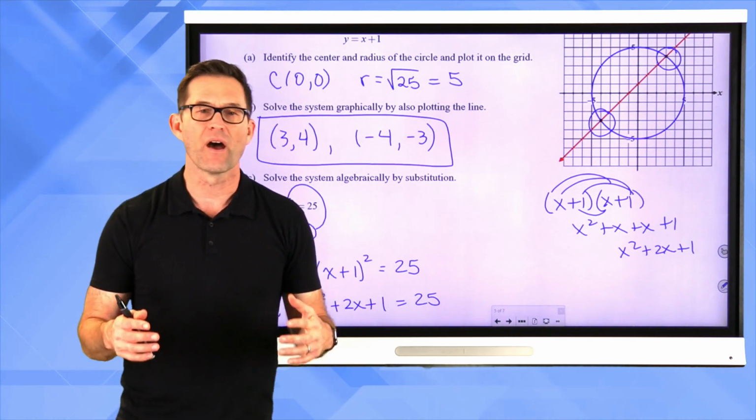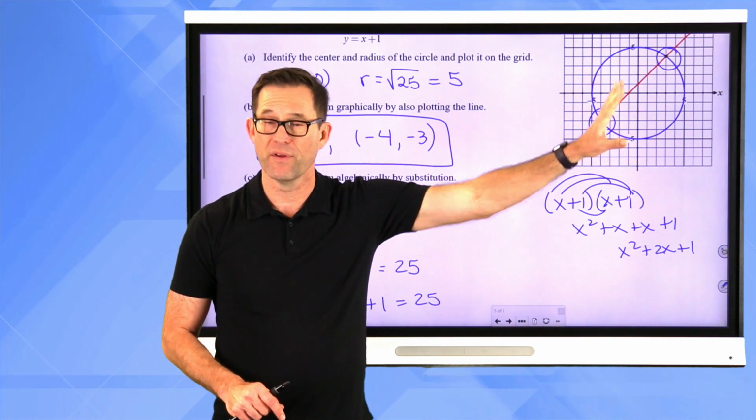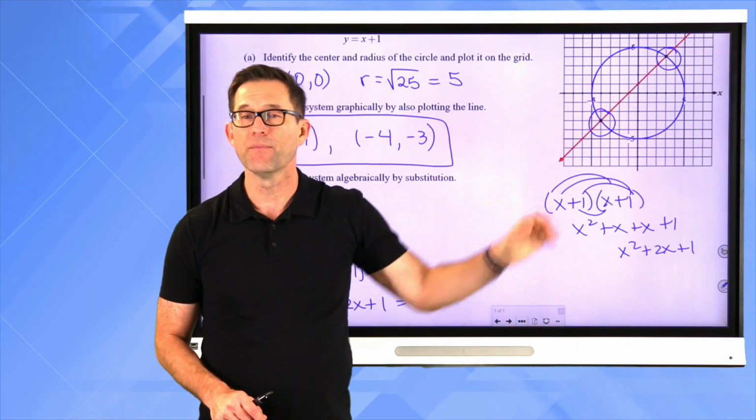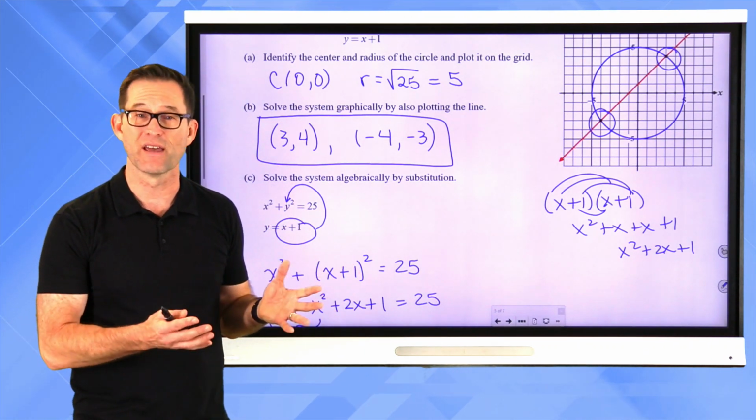And keep in mind, those are exactly the same intersection points that we found graphically. I find something amazingly satisfying about solving a problem in one method, here doing it graphically, and then solving it in a completely different way, algebraically, and getting the same answer.